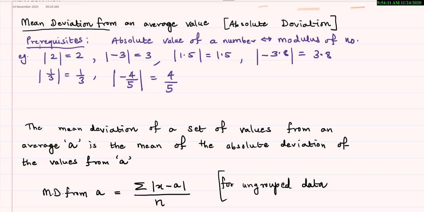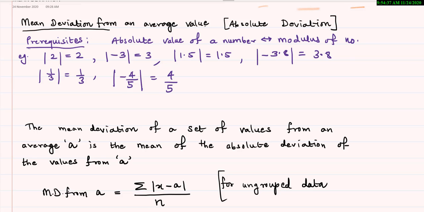Today we are going to study the topic mean deviation. Mean deviation is one of the measures of dispersion. Mean deviation from an average value, and it is an absolute deviation. But before I proceed to the actual mean deviation formula and its definition, let me tell you about the prerequisites.